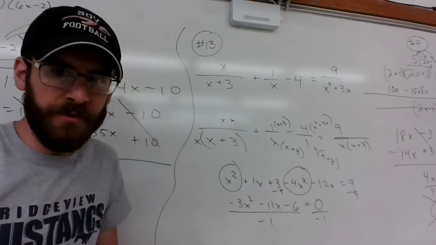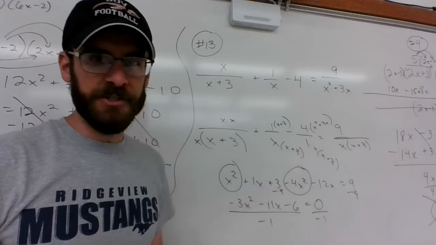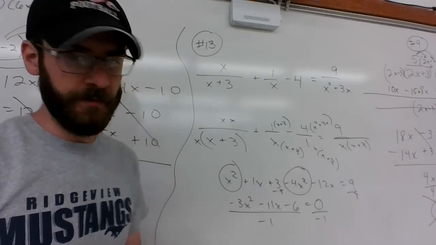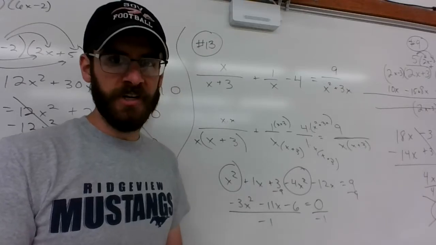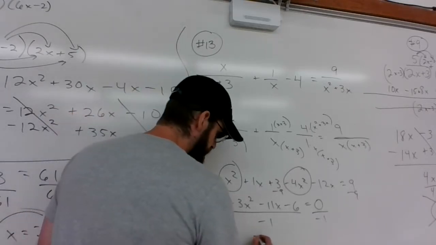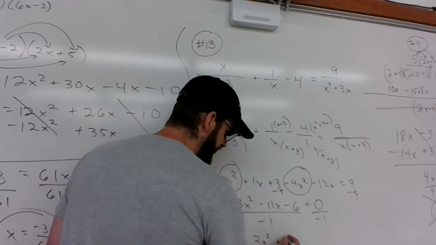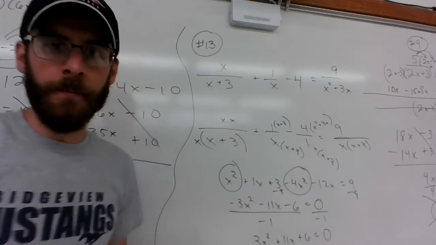The only reason why I'm doing that is because instead of working with all negative numbers, I think it would be much more convenient to work with all positive numbers. And I have that right to do so because it's an equation. You can divide the left and right side by any constant you want. So it's 3x squared plus 11x plus 6 is equal to 0.